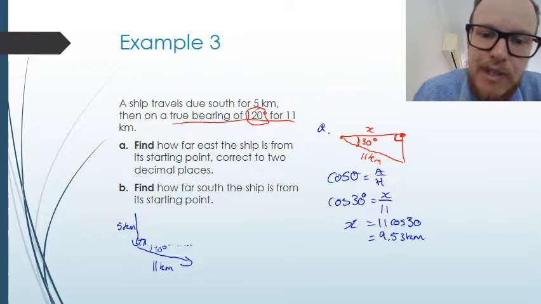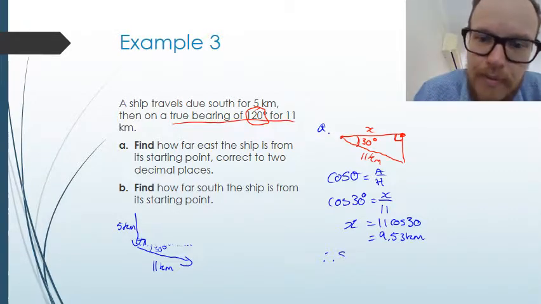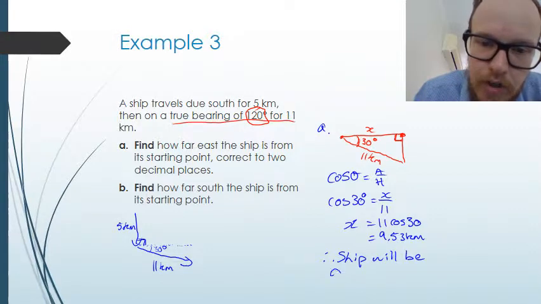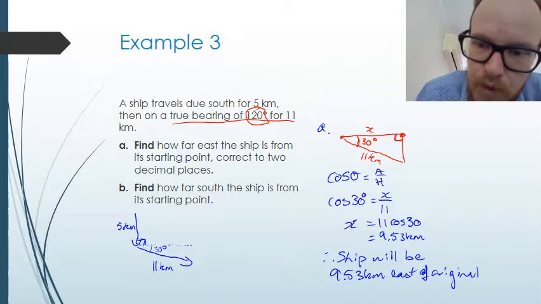So we can answer the question then. Therefore, the ship will be 9.53 kilometres east of original position.